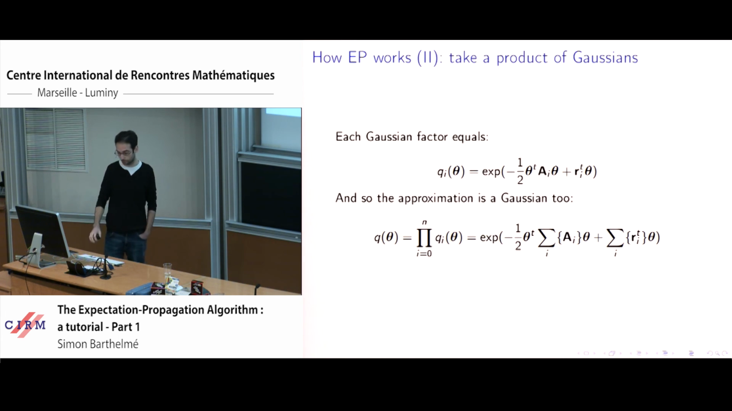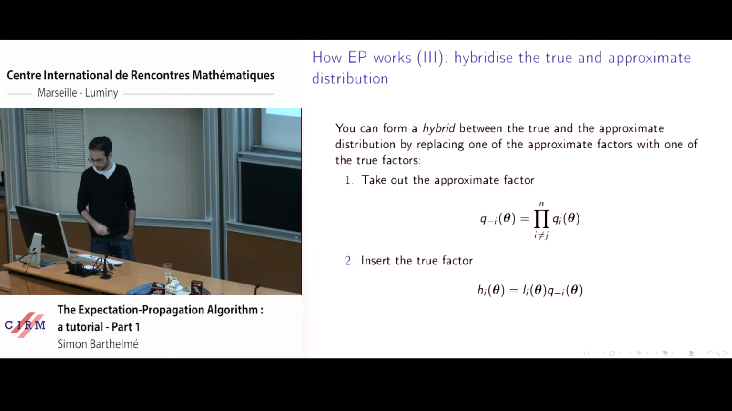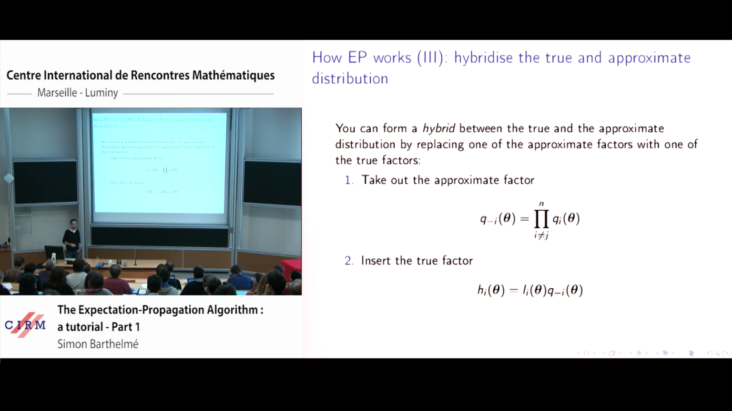So essentially in EP, you take a product of Gaussians to form the global approximation. Now, if you remember, I told you that there's a margin of not intractable distributions between the target and the Gaussians, and the way we produce elements of that margin is to hybridize the approximate distribution and the true distribution. We hybridize by taking out one approximate factor and putting in a real one. So I remove one of the approximate factors. Instead of taking the product of all the i's, I remove one. Or this should be q minus j, sorry.